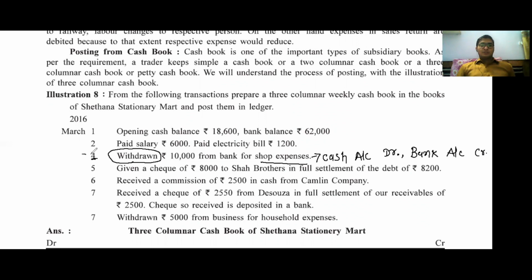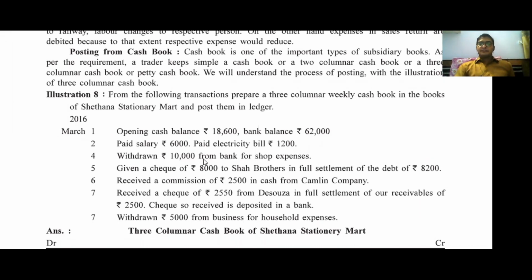It is called a contra entry. We have to be very careful here. We have to understand that this is not any kind of expense. It is only and only a withdrawal. So cash account debit, bank account credit. It is a contra entry, and we have studied this contra entry very well in the cash book chapter. Got it? So now for entry number 4, withdrawn 10,000 from bank.